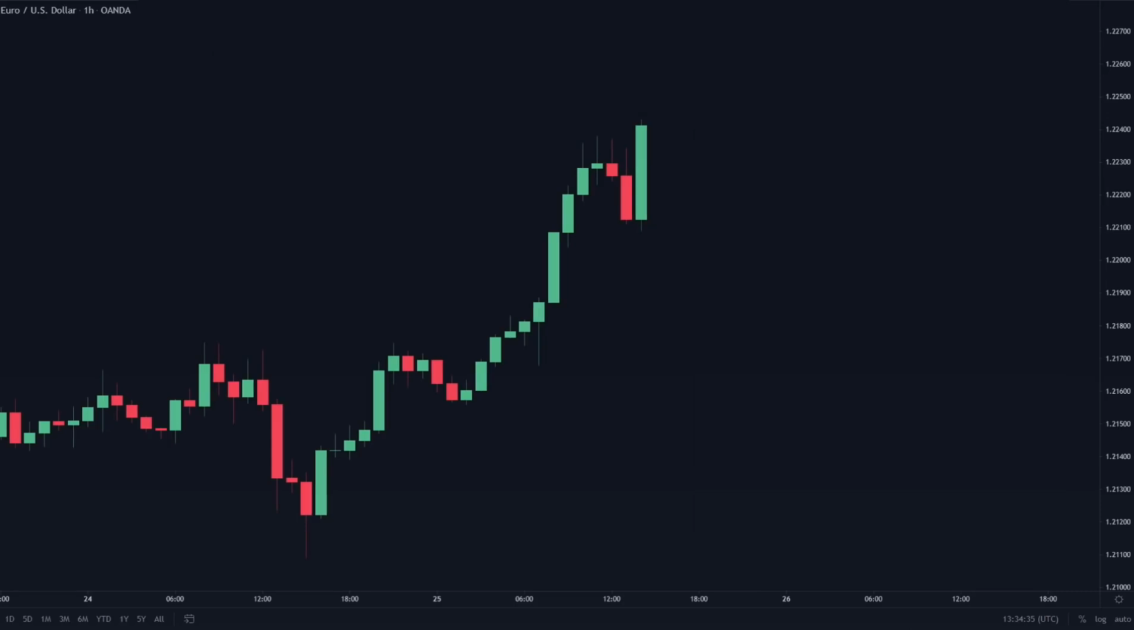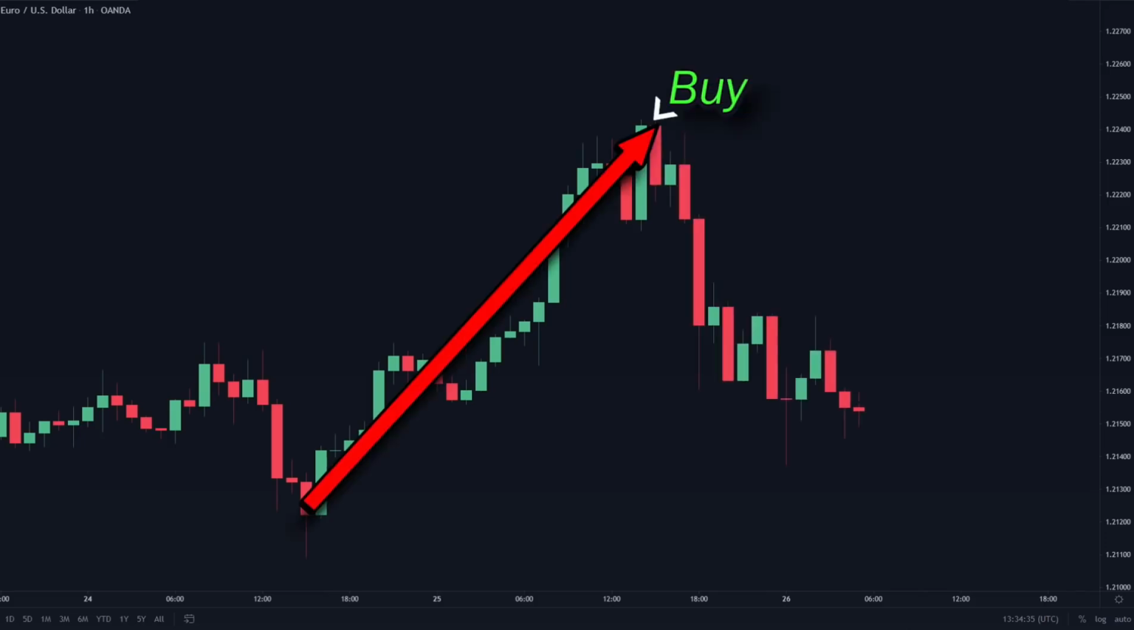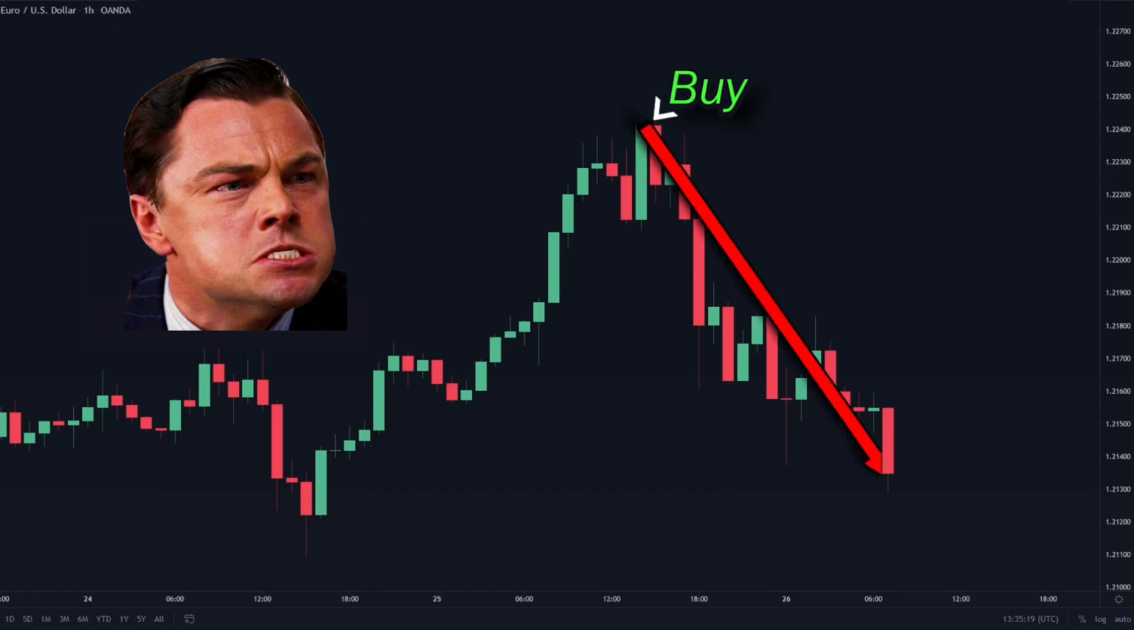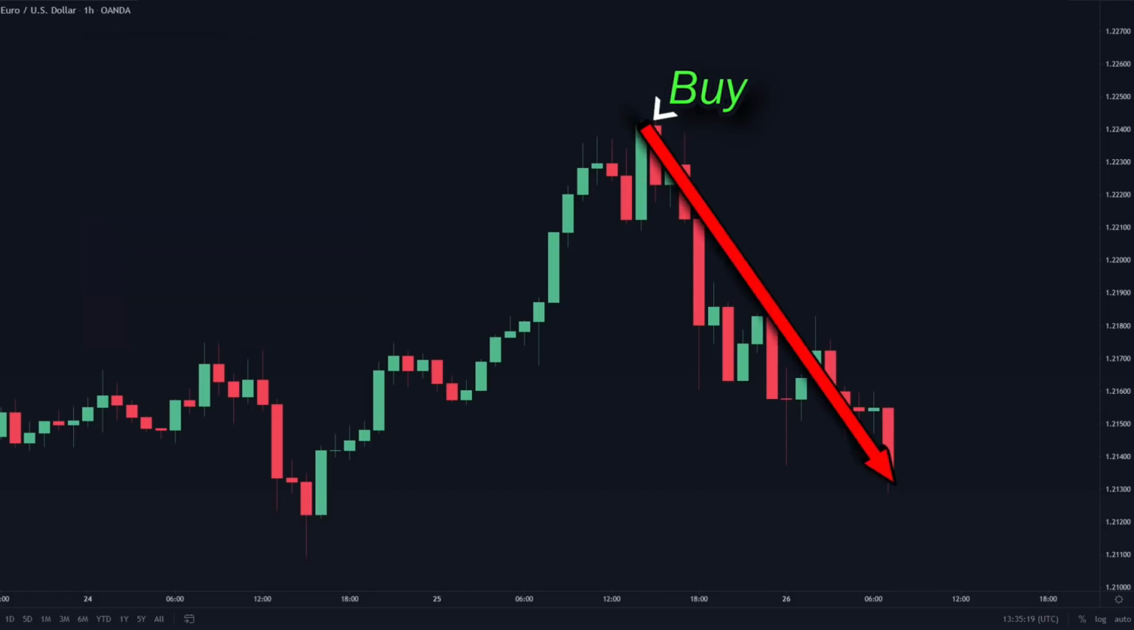When you're trading, have you ever encountered a situation where you took a buy position when the price was on an uptrend, only for that trend to reverse downwards, which leaves you holding at the top? If so, I know it's frustrating because I've been there before.